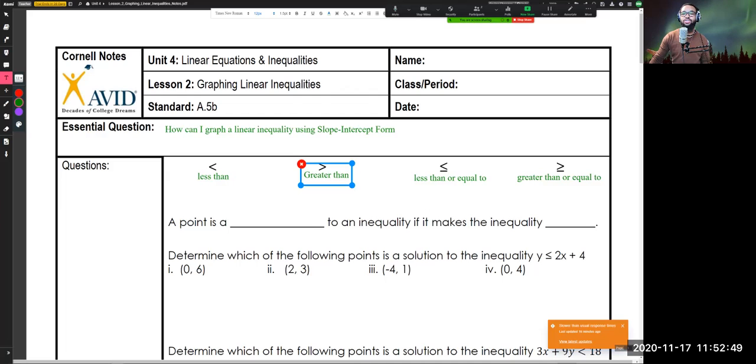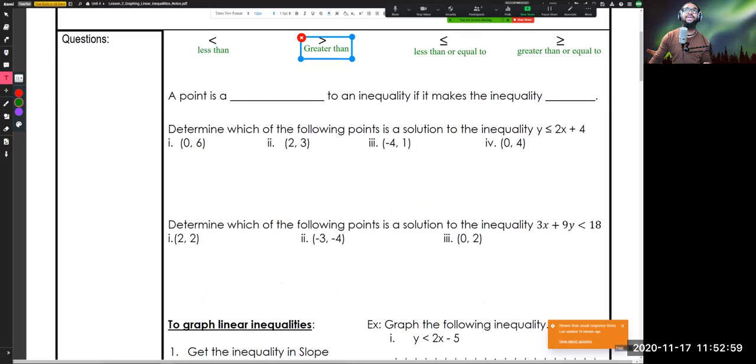And now let's actually get into the bulk of the notes here. So this first thing says a point is a blank to an inequality if it makes the inequality blank. And if you remember with these, back to our inequality set of notes, a point or any value will be a solution to an inequality if it makes the inequality true. If the inequality continues to make sense. Okay. So let's look at that real quick.